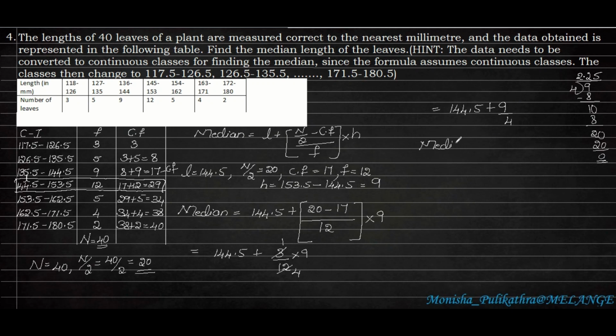Therefore median is equal to 144.5 plus 2.25. We need to add this. 144.50 plus 2.25. So when we add this we get 146.75. Therefore the median, here we have to find out the median in millimeter. So the median obtained is 146.75 millimeter. This is the median length which is given. I hope you understood this.